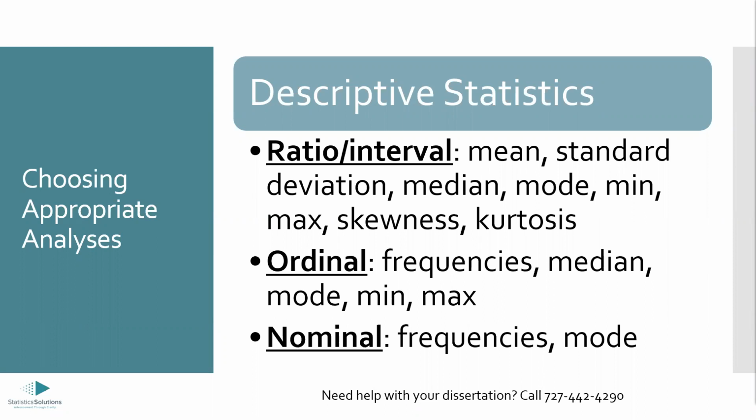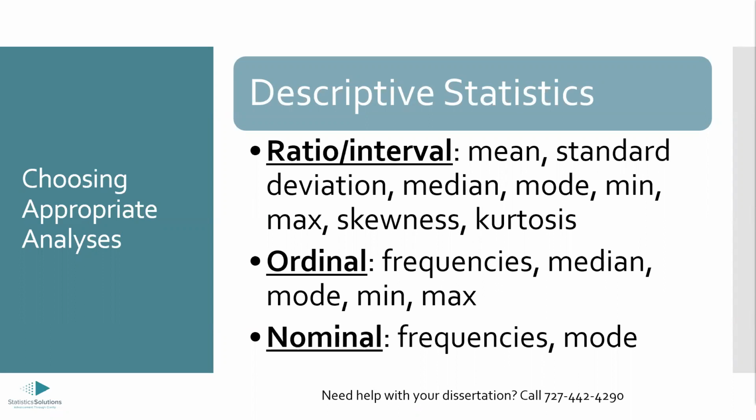So we can compute means, standard deviations, medians, which is the middle value if you were to rank the observations in order from lowest to highest. The mode, which is the most common value among the observations. The minimum value, the maximum value, as well as skewness and kurtosis, which are statistics that measure the shape of a distribution of a variable. So those are all statistics that we can produce from ratio or interval levels of measurement.